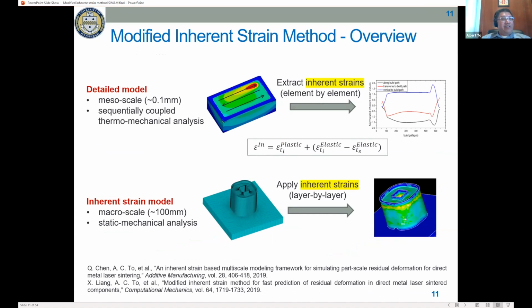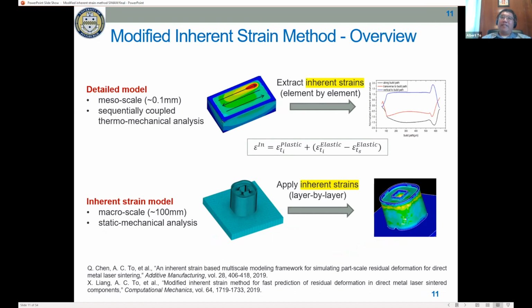But I think you may wonder, if I am doing a process simulation in detail already, then why do we need to do an inherent strain model? Well, for laser powder bed fusion, it's very difficult to do a moving point heat source model for the entire part, which consists of millions and billions of scan lines. So the idea here is to use a multi-scale approach.